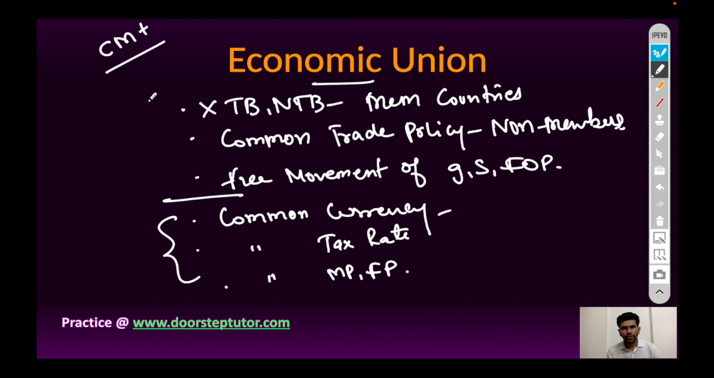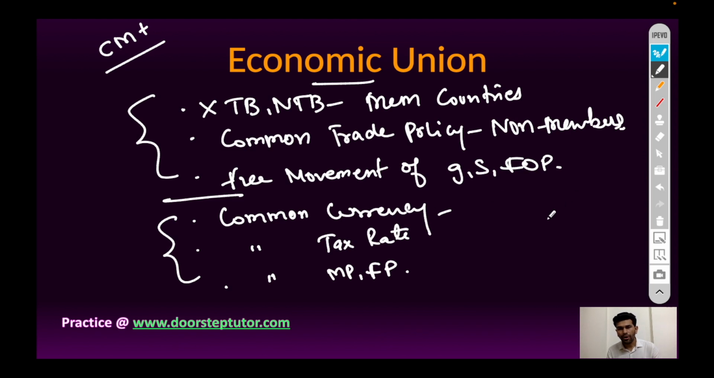So, common market includes elimination of tariff barriers and non-tariff barriers among member countries, common trade policy for non-member countries, and free movement of goods, services, and other factors of production. But economic union also includes common currency among member countries, common tax rate, and common policy for all member countries.